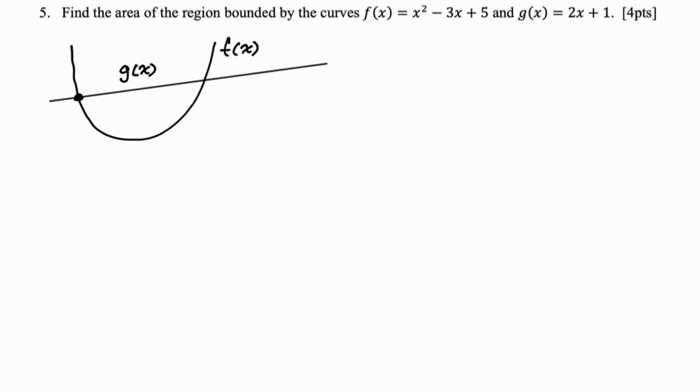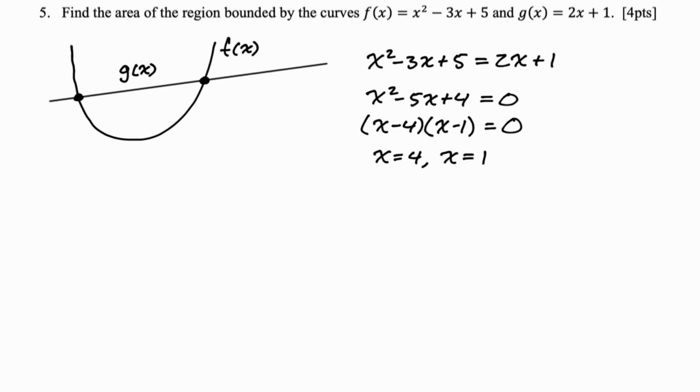So I'm going to need to find these intersection points, which means I need to set the functions equal. So I'm going to just do that. Set them equal. I'm going to move everything to one side. I'm going to factor. I'm going to set it equal to 0. Find x equals 4, x equals 1.